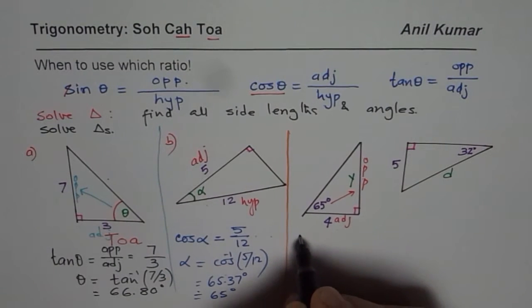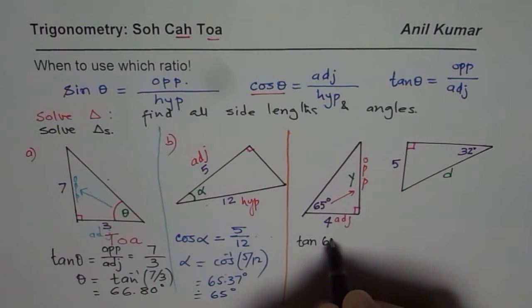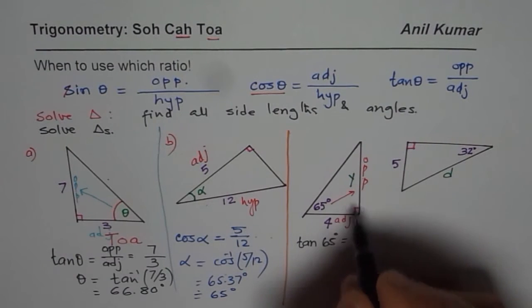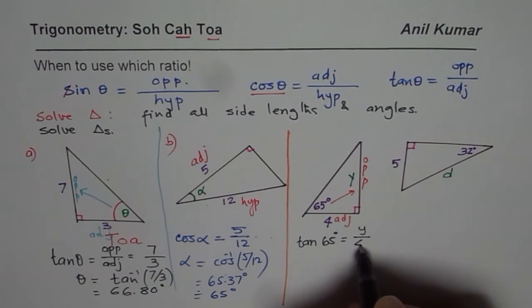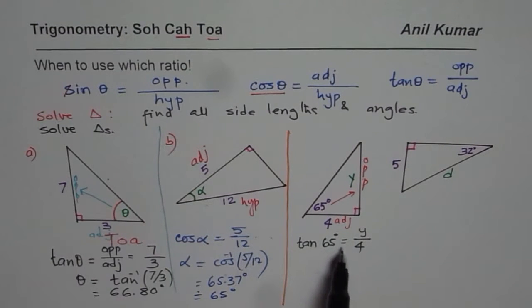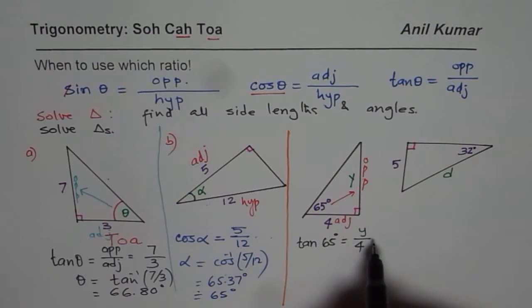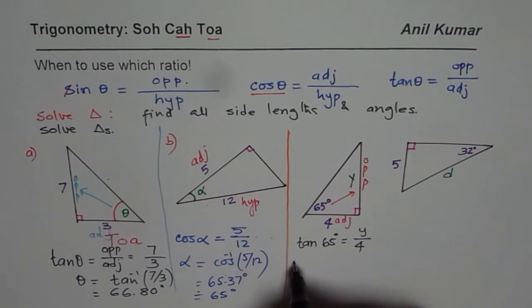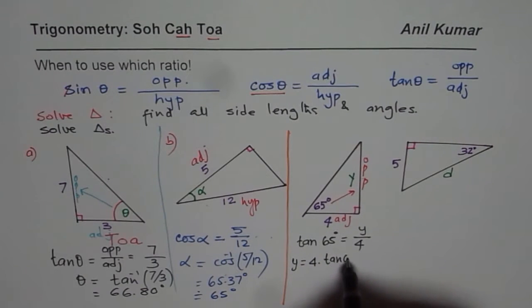So we'll write tan of 65 equals, opposite side is y, over 4. This is how we have to do it. Now to solve a ratio, just cross multiply. So y equals 4 times tan of 65. Or you may say multiply by 4 on both sides, so you cancel 4 on this side and you're left with y. So y equals 4 times tan of 65 degrees.